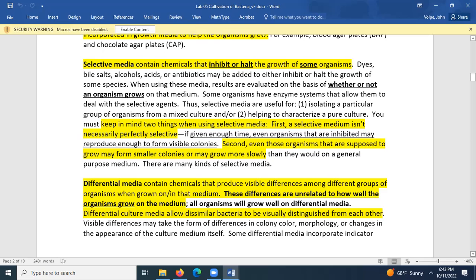All right, we'll talk a little bit more about that in a little bit. There's also differential media, and this media contains chemicals that produce visible differences among different groups of organisms when they're grown on the media. These differences will be unrelated to how the organism grows on the media. Usually, different bacteria are visually distinguished from each other, meaning they'll have visual differences in differential media.